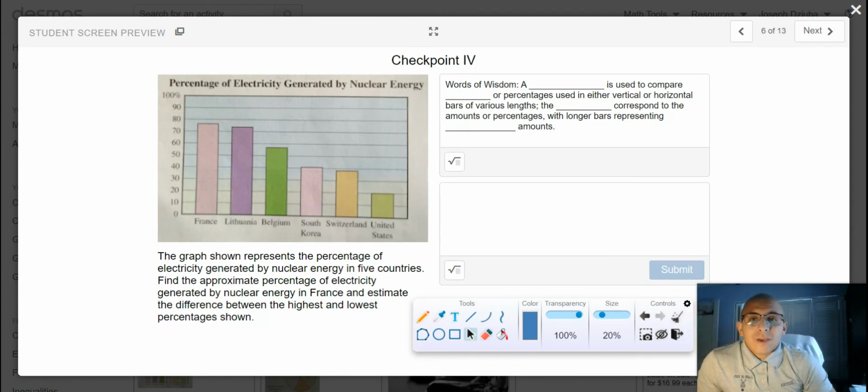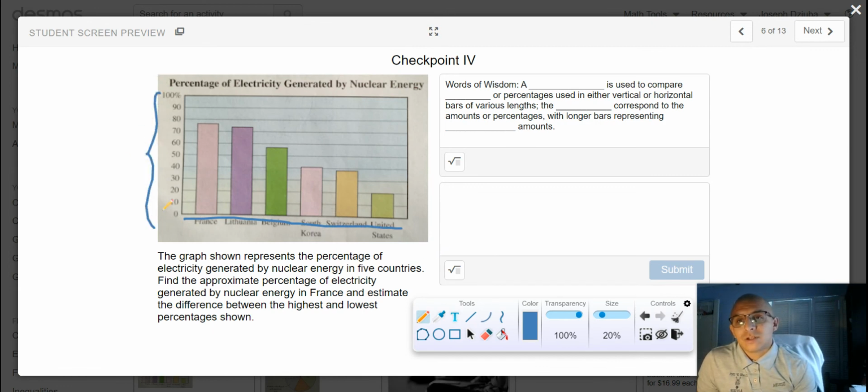In this instance, we have a bar graph which shows the percentage of electricity generated by nuclear energy in 5 countries. Find the approximate percentage of electricity generated by nuclear energy in France. So that's part 1. And estimate the difference between the highest and lowest percentages shown. We have all of our countries along our x-axis and the percentage of use along the y-axis.